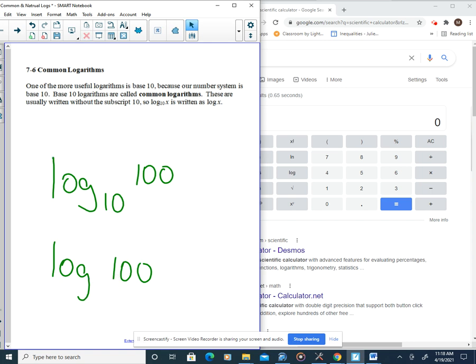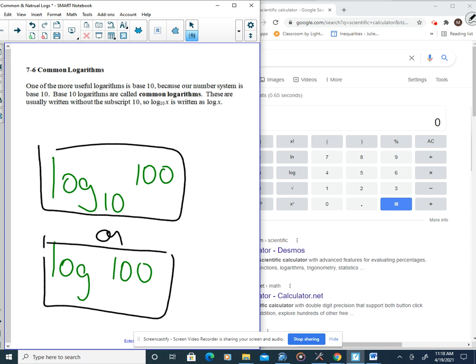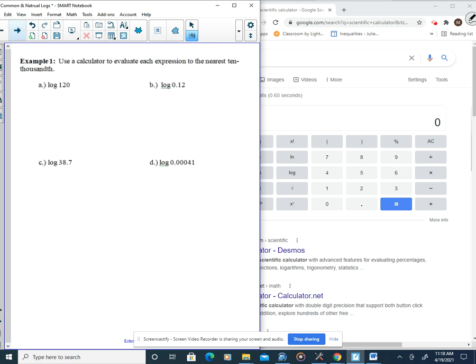So these two expressions are the same. It's log of 100, log base 10 of 100. So if you don't see a base, the base is 10. All right, so let's look at an example here. Because this is the most common one that we use, calculators have been designed to calculate logs of base 10. So we're going to be using a calculator today. It says, use a calculator to evaluate each expression to the nearest ten-thousandth.